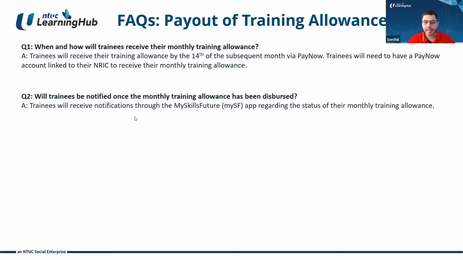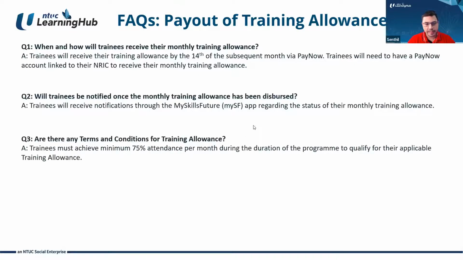The next question: will trainees be notified once the monthly training allowance has been dispersed? Yes, trainees can keep track of their training allowance payout via the MySkillsFuture app. You can either download it on your handphone, or go to the MySkillsFuture website and log in with your SingPass, and you can track the status of your training allowance payout.